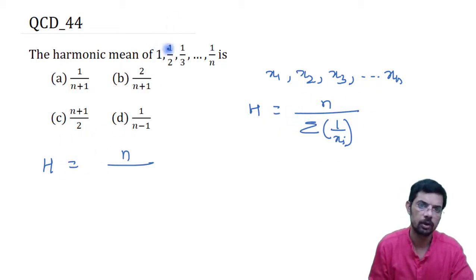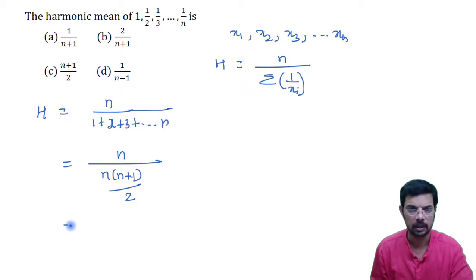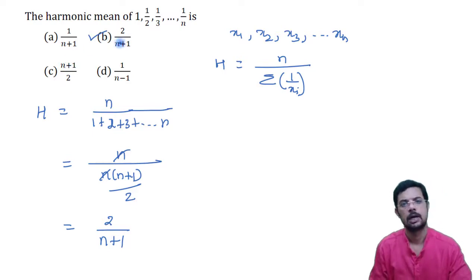So here the reciprocals of these values will become 1 plus 2 plus 3 plus up to n. So this will become n by the sum of the first n natural numbers. The sum of first n natural numbers is given by n into n plus 1 divided by 2. We can cancel this n, and 2 goes in the numerator. So what we get here is 2 by n plus 1. So option B is your correct answer.